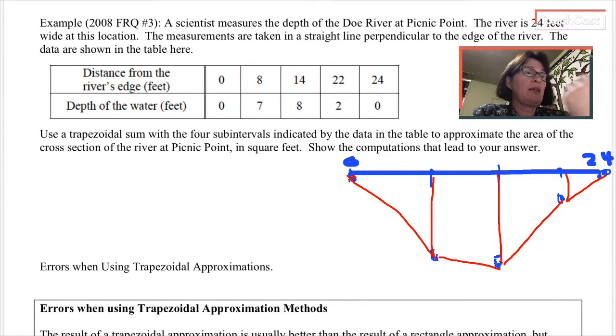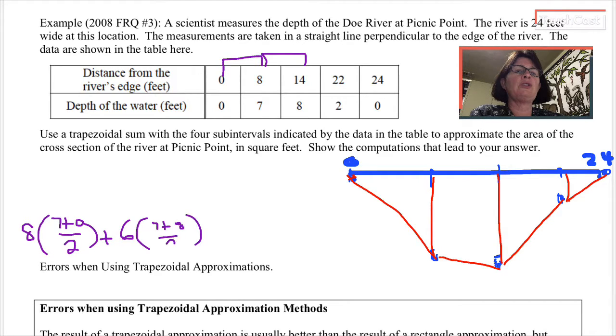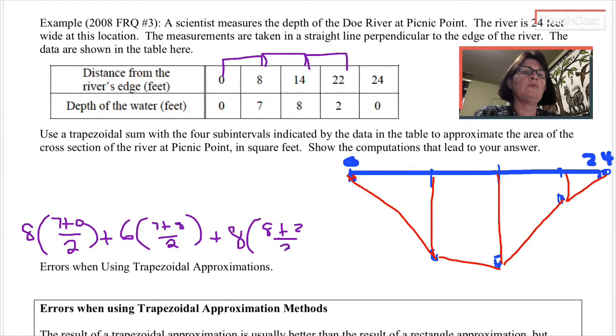So I'm going to do width times the average of the heights. That's going to be a width of 8 because of the difference between 0 and 8, times 7 plus 0 over 2. Plus the next width is the difference between 8 and 14, that's 6, times the average of the heights, so 7 plus 8 over 2. Plus the next width is the difference between 14 and 22, which is 8, times the average of 8 and 2, so 8 plus 2 over 2. Plus the difference between 24 and 22, which is 2, times the average of 2 and 0.